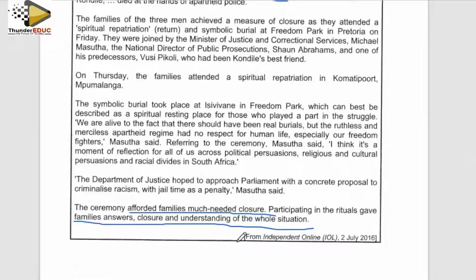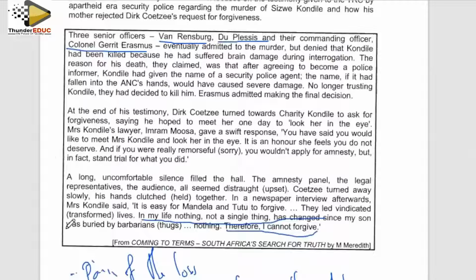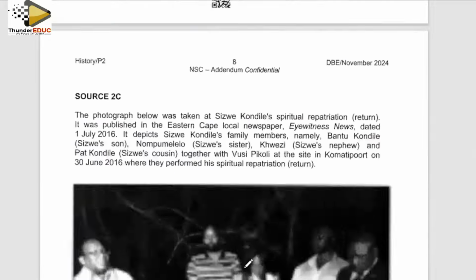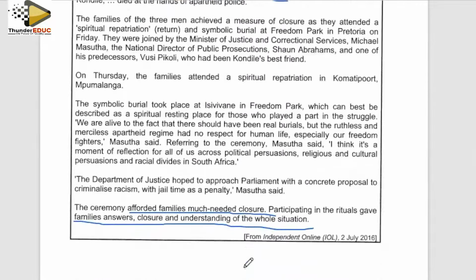And also, if you check source 2B, source 2B says, my son was buried by barbarians or thugs. And here, how does it differ? It talks of the symbolic burial.